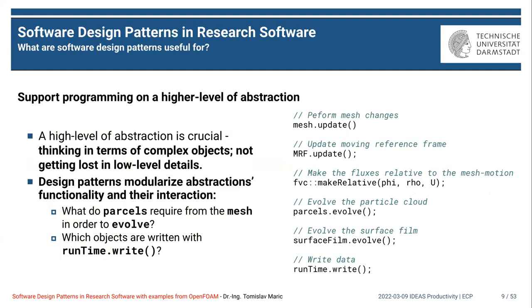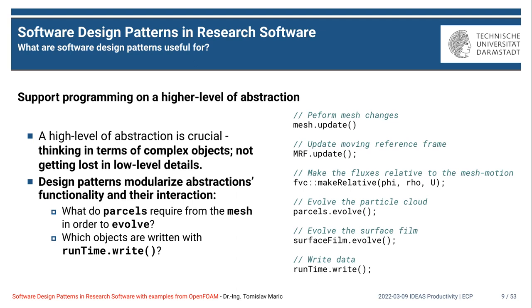Okay, so we now know that we encapsulate things to program abstractions, to program things on a high level. And these abstractions can somehow cooperate with each other. There are some mechanisms that allow this. So what's the deal with these software patterns? Why are they useful? They support programming on a very high level of abstraction.